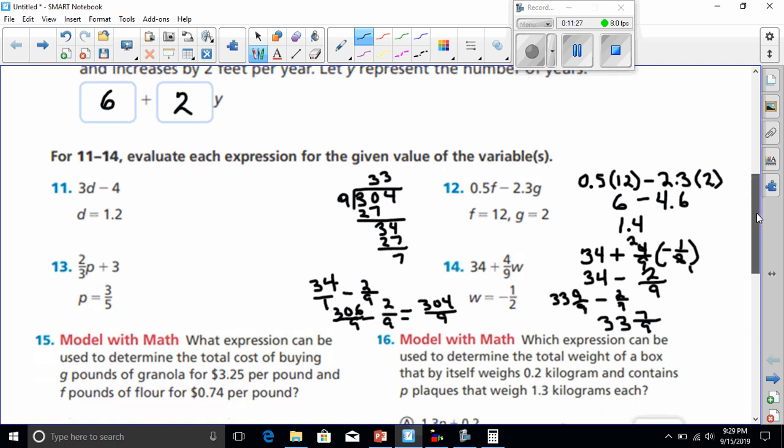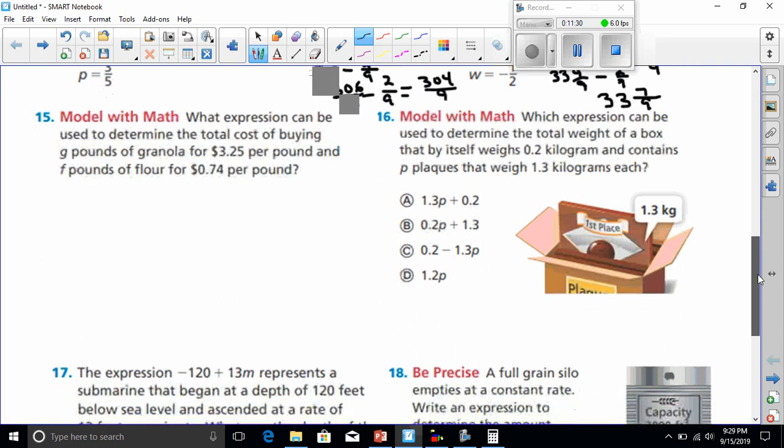All right, let's move on to number 16. I'm doing the even ones. Model with math. Which expression can be used to determine the total weight of a box that by itself weighs 0.2 kilograms and contains P plaques, in other words, a certain number of plaques that weigh 1.3 kilograms each? So remember, the box is 0.2, that's what's going to stay the same. And then we're going to multiply 1.3 times P. So we got 1.3 times P plus 0.2.